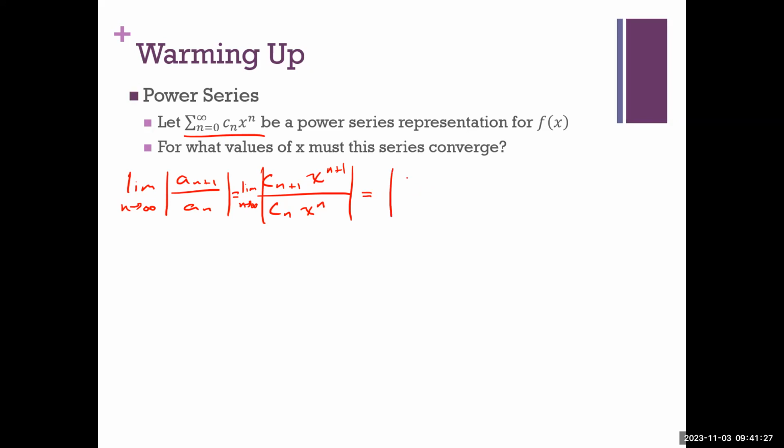Okay, so I don't know anything about these coefficients, so I can't really assume anything here, but I know that this is true. The absolute value of x to the n plus 1 over x to the n, all you're left with is the absolute value of x. And I want to know where this thing converges. So what am I doing with this expression? What do I want to be true about it? I want it to be less than 1.